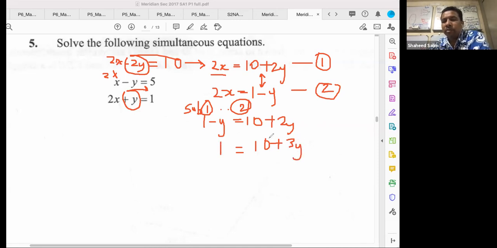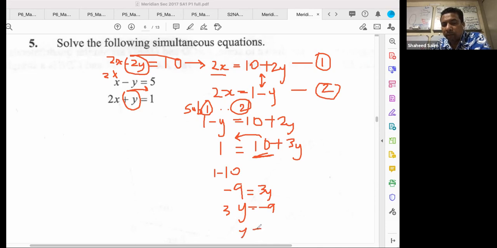So you have 1 minus 3y. Then this one here, this is plus, you bring over down here. You get 1 minus 10. 1 minus 10 is how much? It's minus 9. So 3y equals to minus 9. Y equals to what? I now shift. 3y equals to minus 9. Y equals to minus 9 divided by 3, minus 3. You already found one main thing.